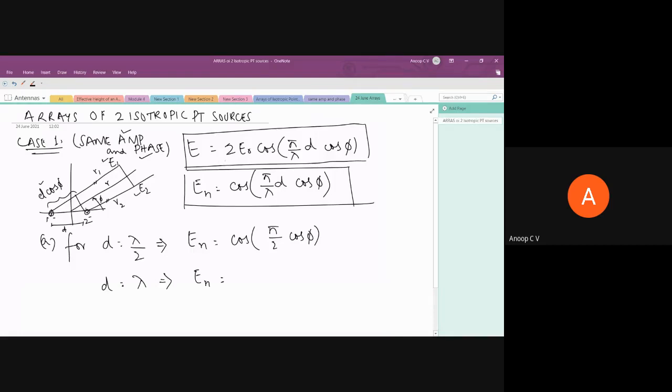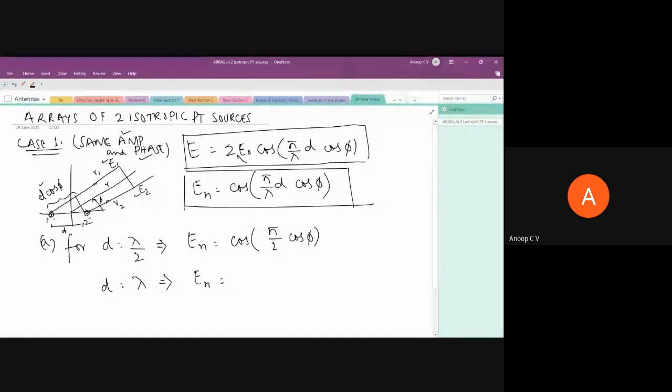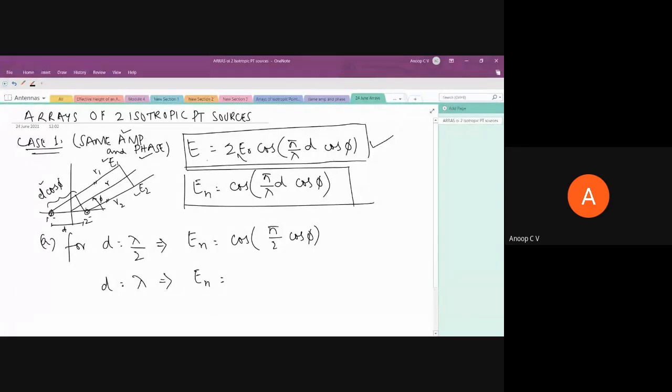So these are the field patterns. This is the actual field pattern, which is a function of phi. As phi changes, the field intensity changes. You can see 2E0 is the maximum value, and it is a function of cosine, and the argument of the cosine itself is another function of cosine. And it is a function of d. If the separation is changed, of course the field pattern will change. And if I change the excitations, then again the field pattern will change. That is the result we got.